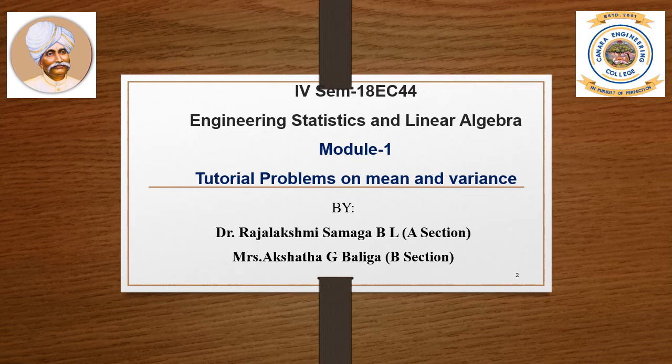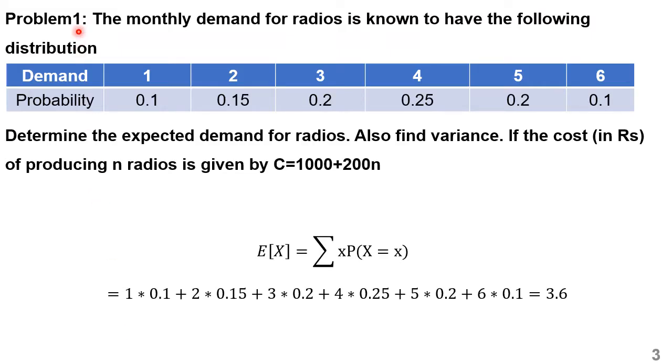Let us try to solve problems on mean and variance. Let us solve the first problem. Monthly demand for radios is given in the form of a table. Demand and probability is given. Demand varies from 1 to 6 and probability varies from 0.1 to 0.1. Determine the expected demand for radios.